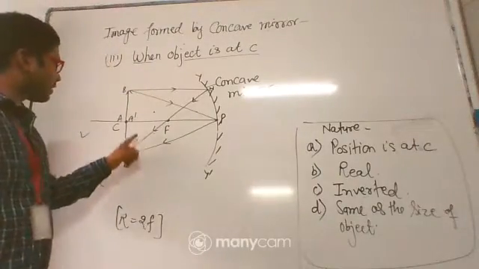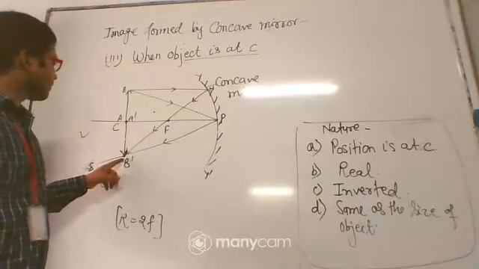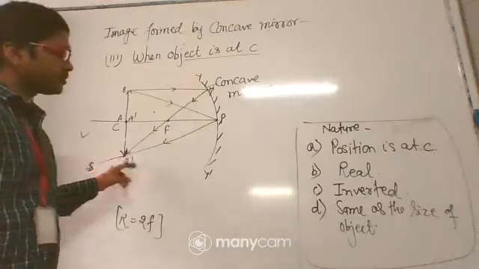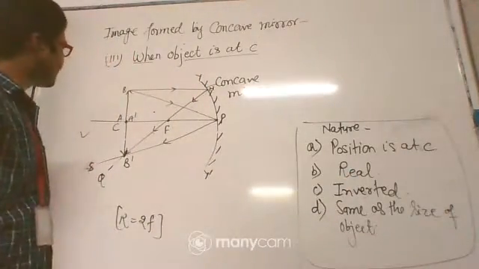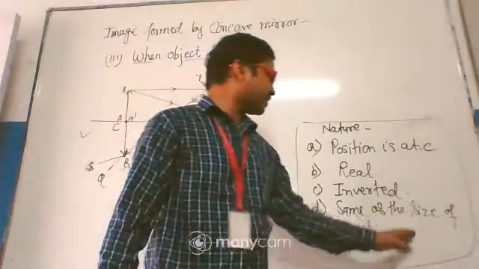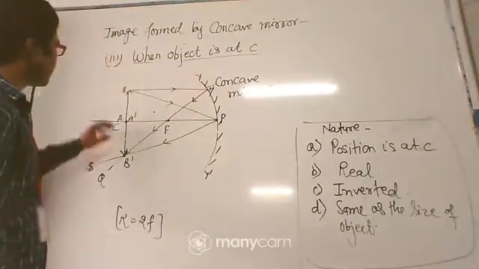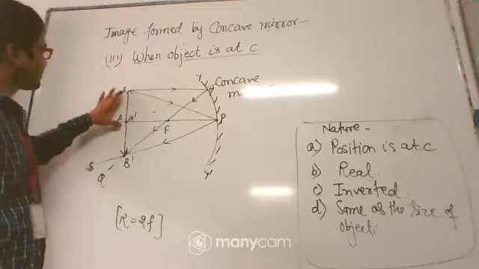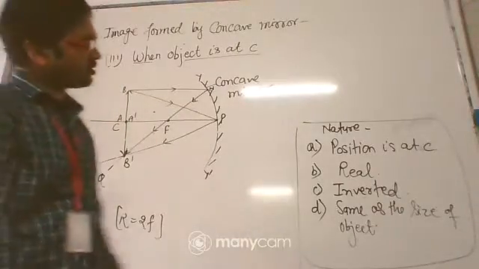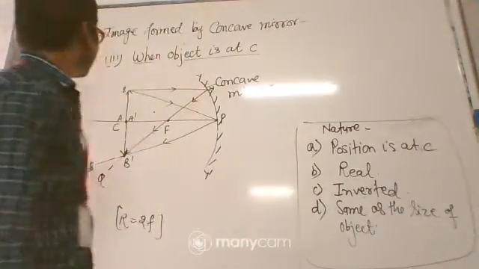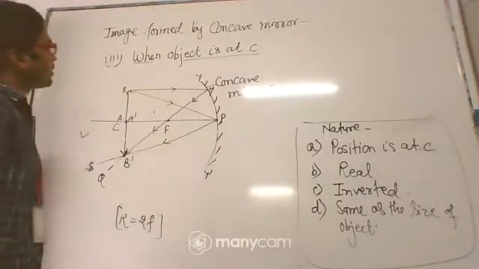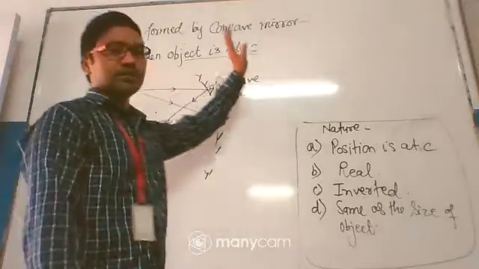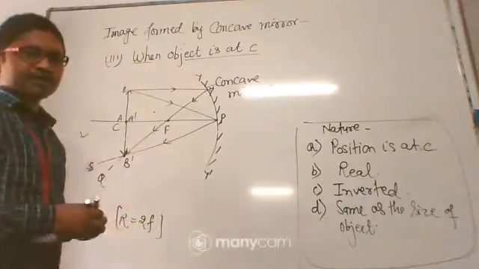Since the two light rays intersect in reality, this is the real image at point B, and the last one is D, the same size as the object. So the size of the image is the same as the size of the object. You can see here the nature of this image formed by the concave mirror when it is placed at point C. I hope you understand this case.